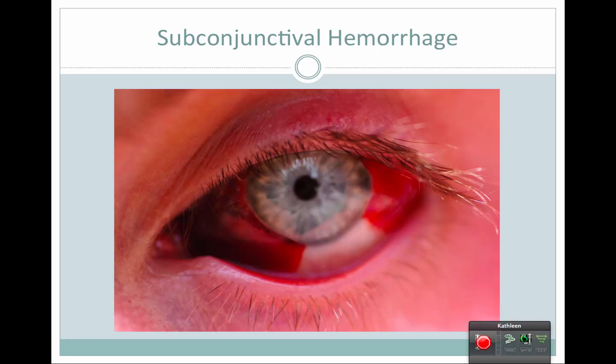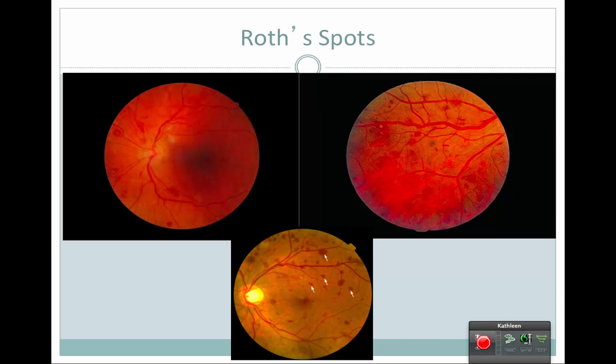Subconjunctival hemorrhage in the eye. Roth spots are retinal hemorrhages with white or pale centers composed of coagulated fibrin. Roth spots may also be observed in patients with leukemia, diabetes, subacute bacterial endocarditis, those with pernicious anemia or ischemic events. So if we see these not normal, we might be able to know what it potentially is.